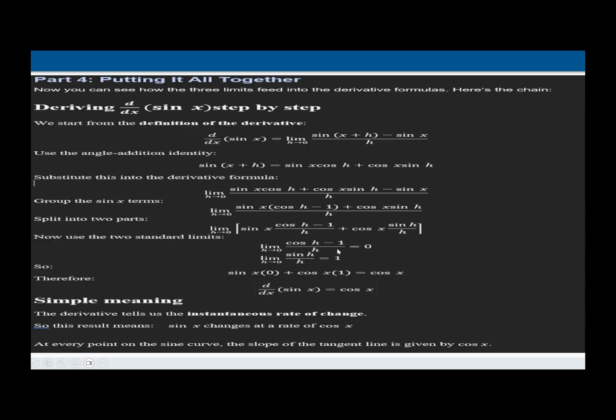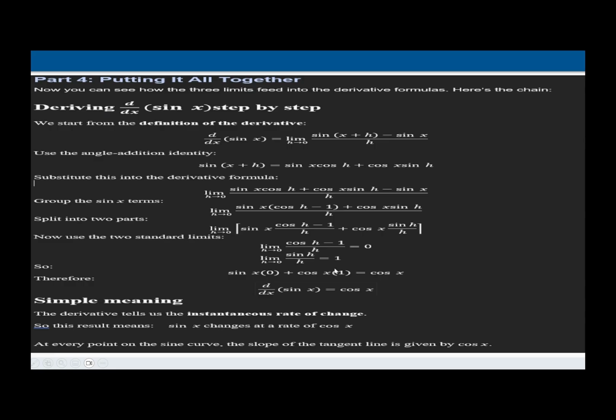Right, so now we use the first limit: this group here, the limit of (cos h minus 1) over h, and the limit of sin h over h. This one approaches 0, this one approaches 1. So the function becomes sin x times 0 plus cos x times 1, which equals cos x. So that's the way we prove it. Therefore, the derivative of sin x equals cos x. We prove where this derivative comes from.